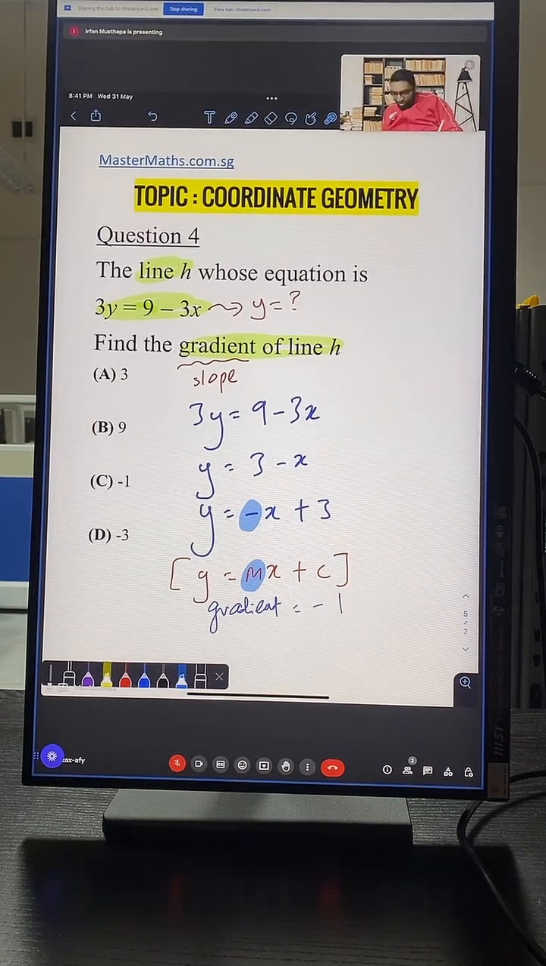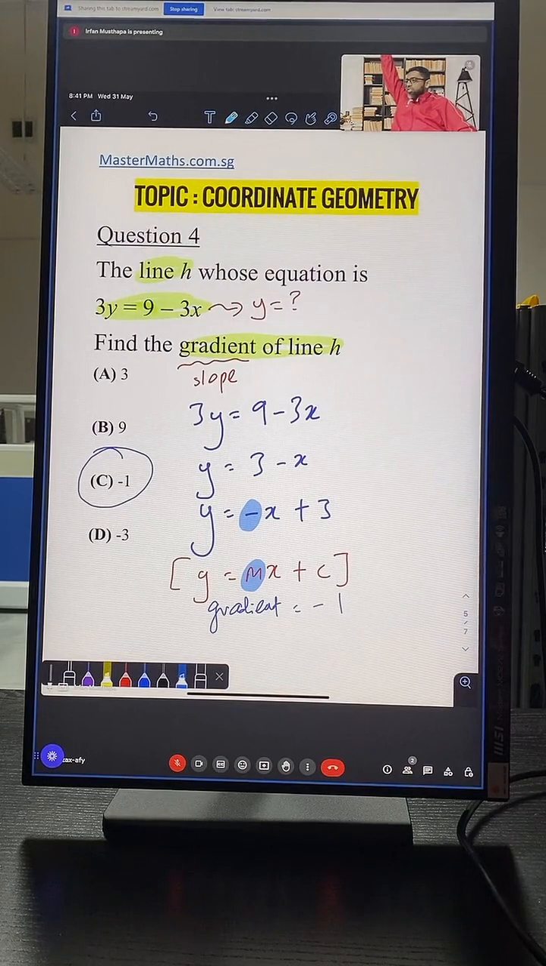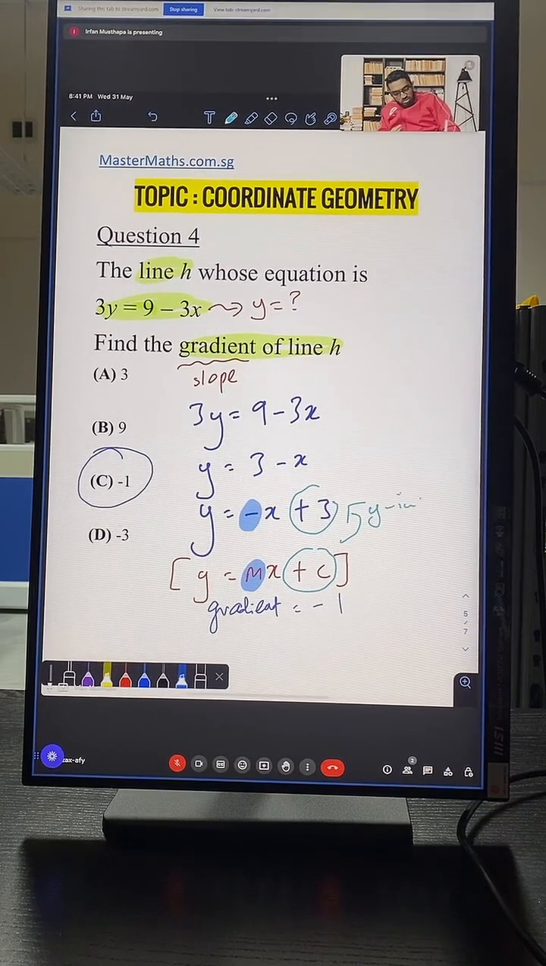Gradient is the coefficient of x, and in this case, it's -1. So the answer for this question is C. Now, some of you may be asking, Coach, what is this C? What does C represent? C is just the y-intercept. So if I were to ask you, what is the y-intercept?